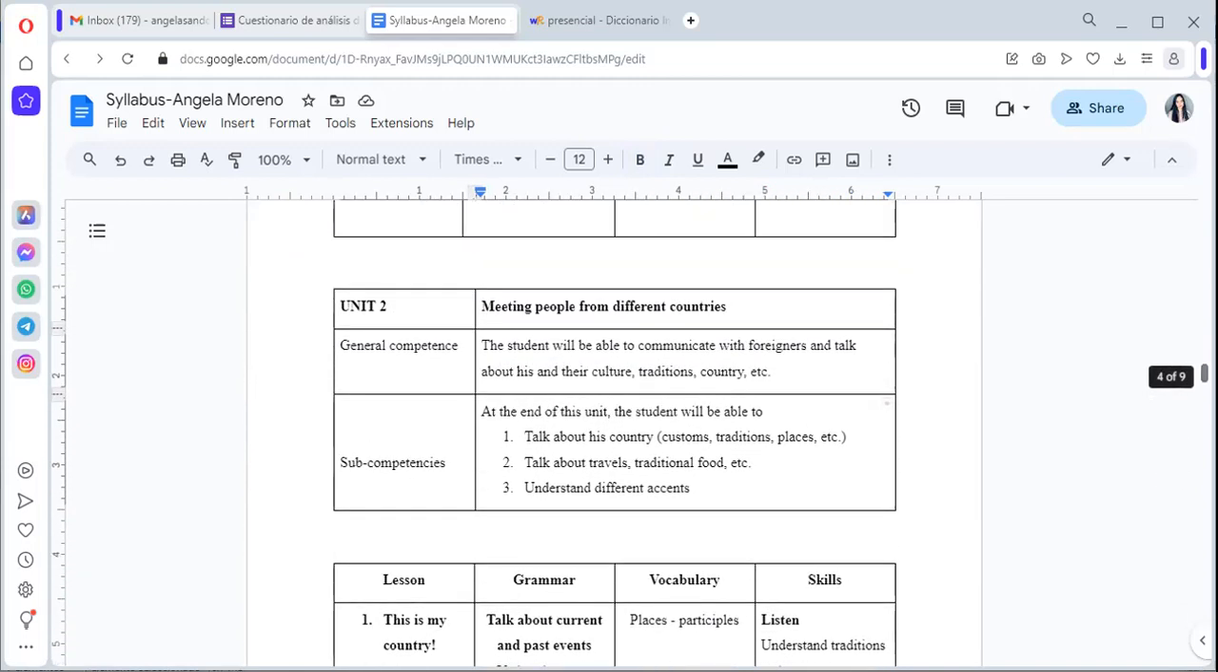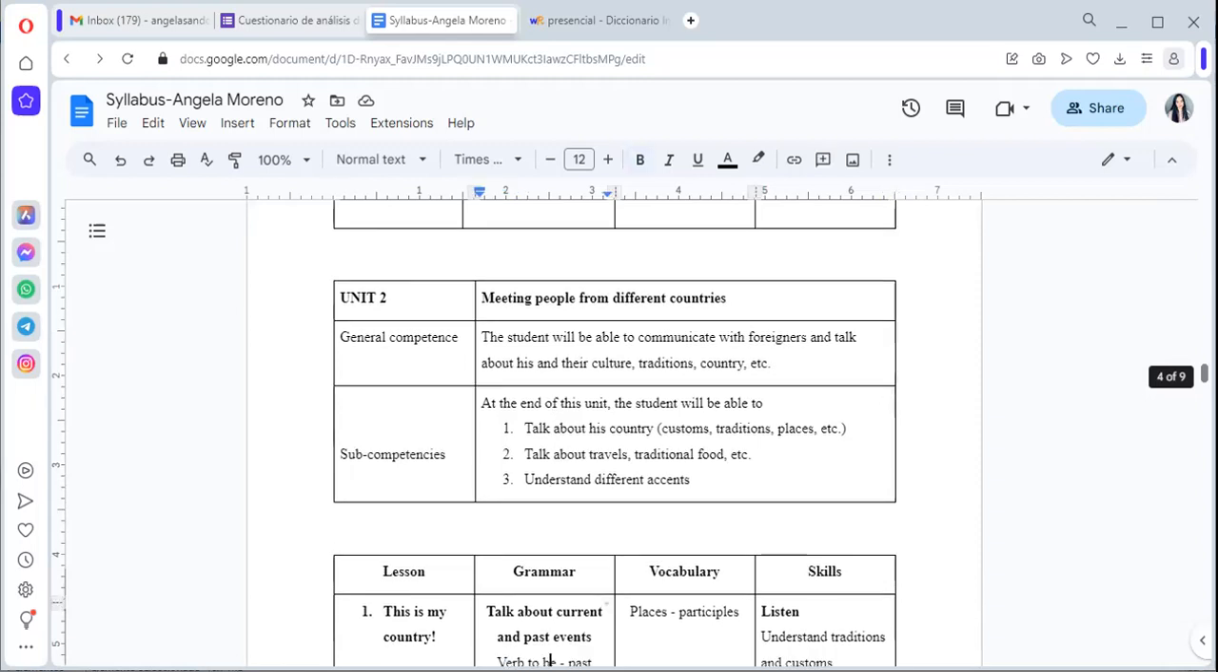Unit 2, Meeting People from Different Countries. In the general competence, well, the student will be able to communicate with foreigners and talk about his and their culture, traditions, country, etc. In the sub-competencies, he's going to talk about his country, customs, traditions, places, etc. Talk about travels, traditional food, understand different accents.